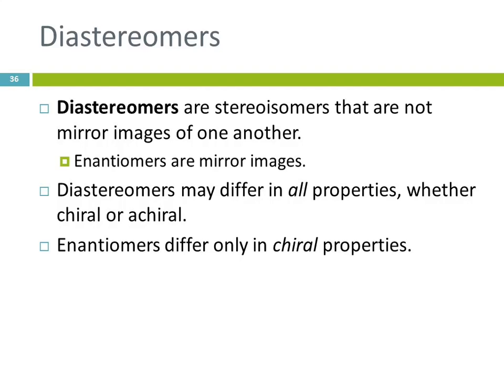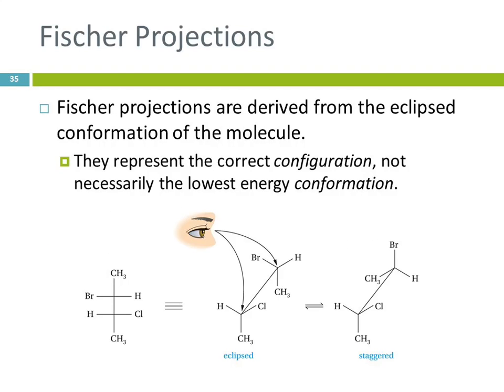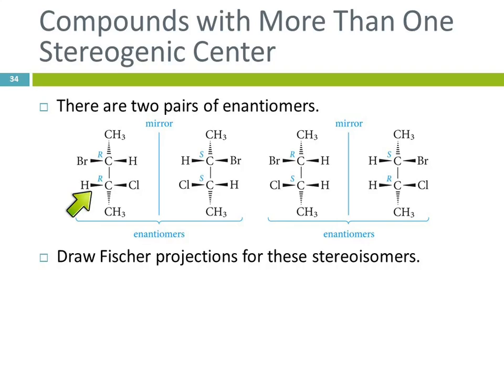So diastereomers are stereoisomers that are not mirror images of each other. So let's go back here real quick. These two are mirror images of each other. These two are mirror images of each other. But this one and this one are not mirror images. Do you see that? These two are not mirror images of each other. But they are stereoisomers that are not mirror images. So these are 4 different stereoisomers of one compound.